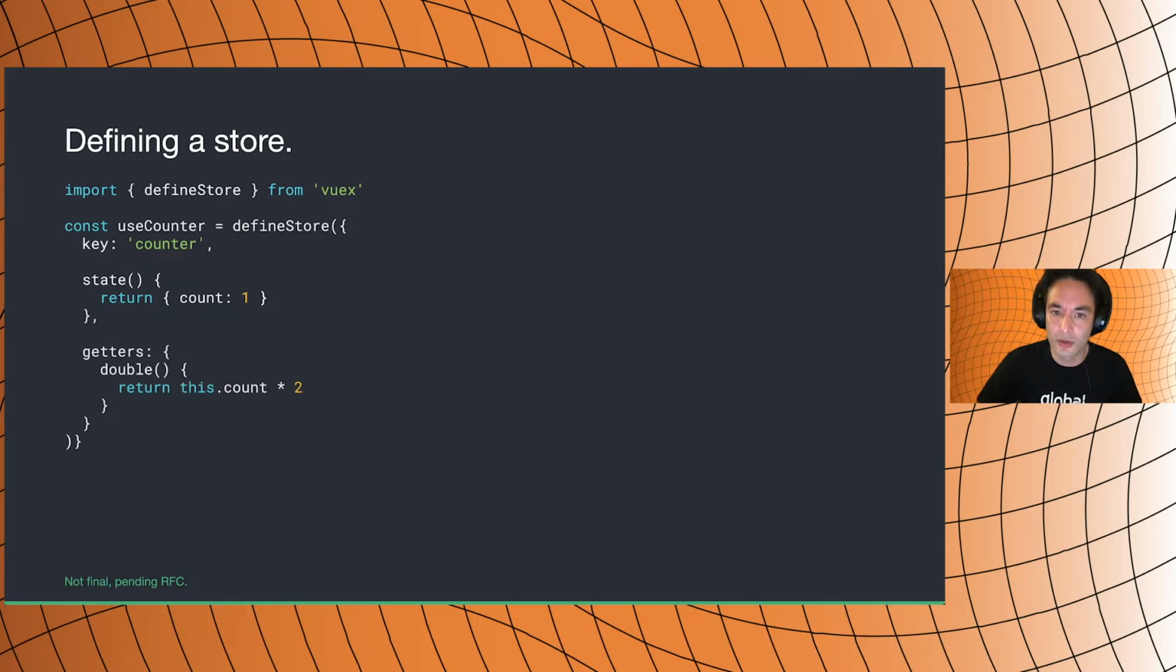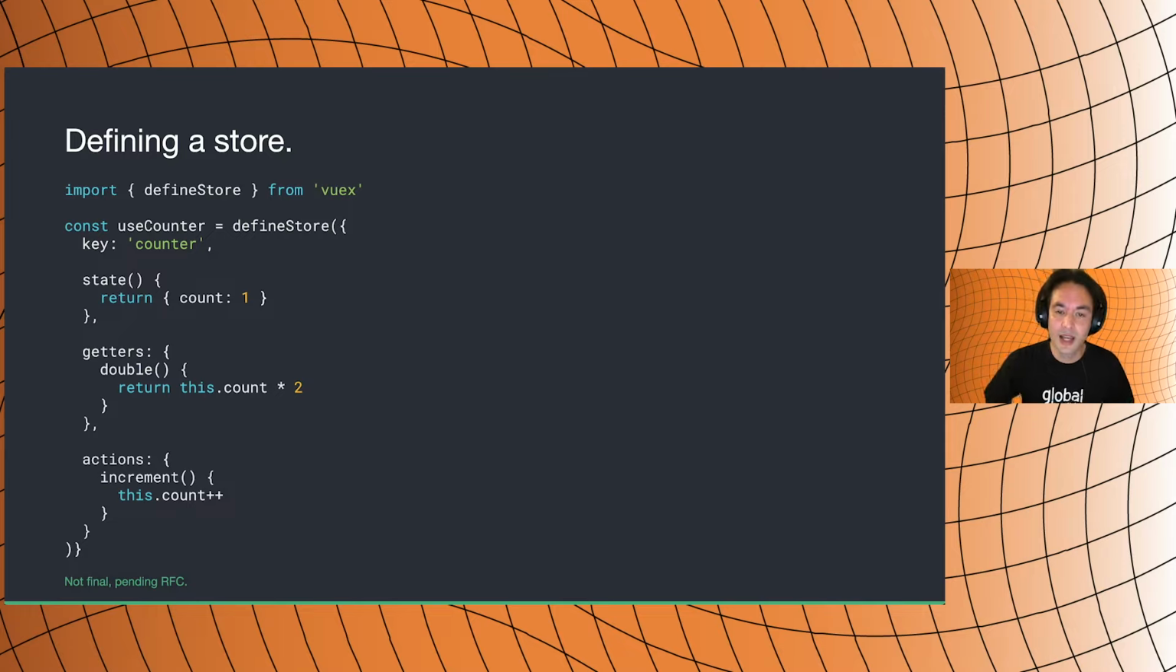Now let's define getters. Here it becomes a little bit more interesting. It's the same as current Vuex, except it doesn't take any arguments. You can see that the double method here is referencing this context to reference the state. So maybe some of you are getting confused here, but stay with me.